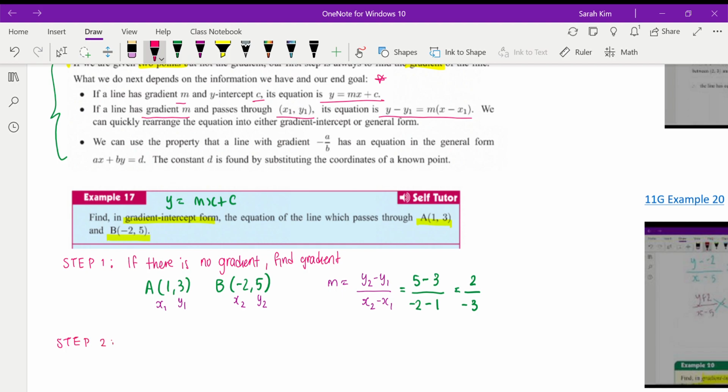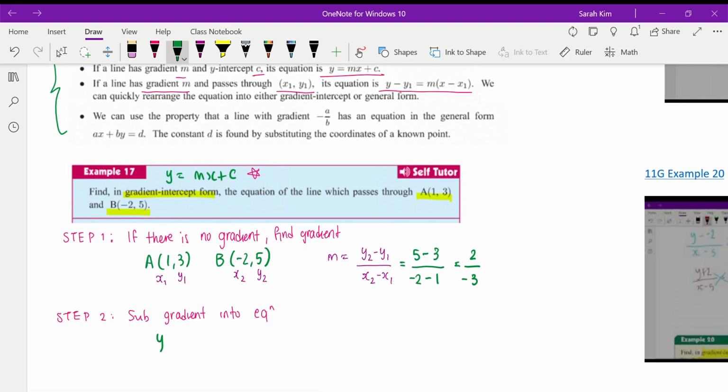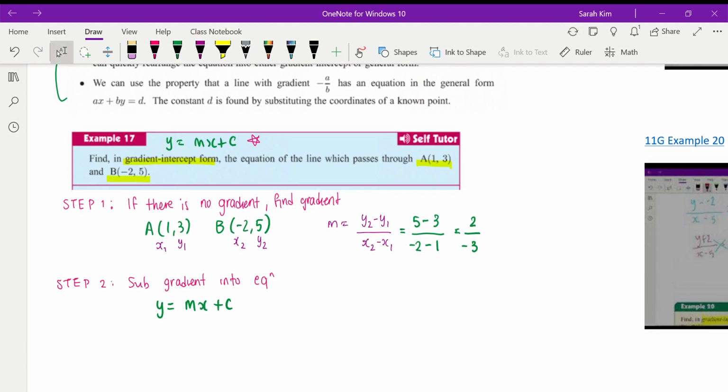So once you've found the gradient, you can substitute the gradient into the equation. So we know that this is the equation we want to use. So I'm going to copy the equation and then I'm going to substitute my gradient. So gradient goes in there. So if I rewrite this equation, it'll be y equals 2 over -3. Remember that the minus doesn't matter where it goes, so I could actually technically write the minus there, which I like better. I like having minuses at the numerator. I've got my x and then I've got my plus c.